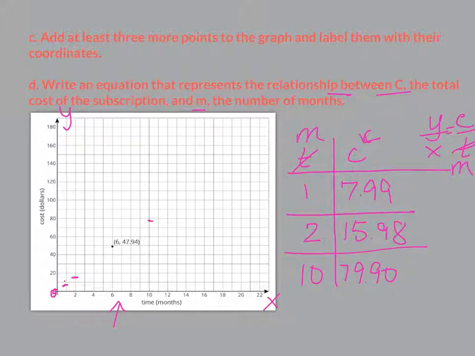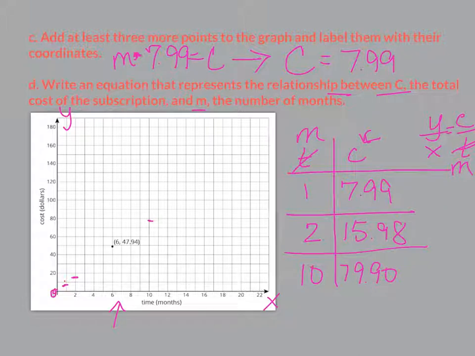Well, we took m, the number of months, and what did we do with it? We multiplied it by $7.99, and that got us c. Now, of course, the correct way to write that, which is why I started it this way, would be c is equal to 7.99m. Remember, only the variable next to the number. We don't need anything in between those two to represent multiplication.